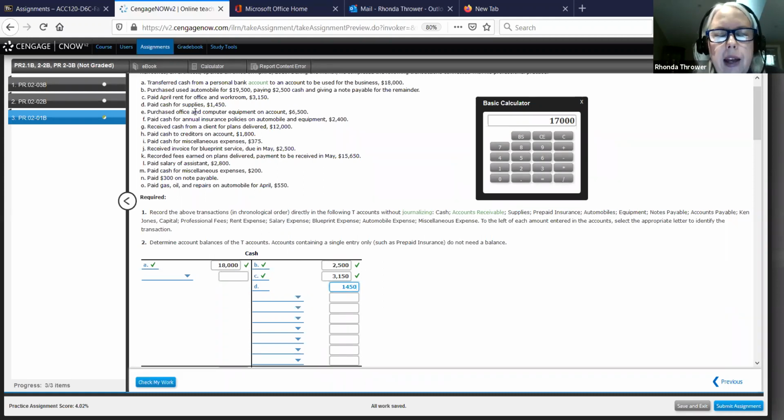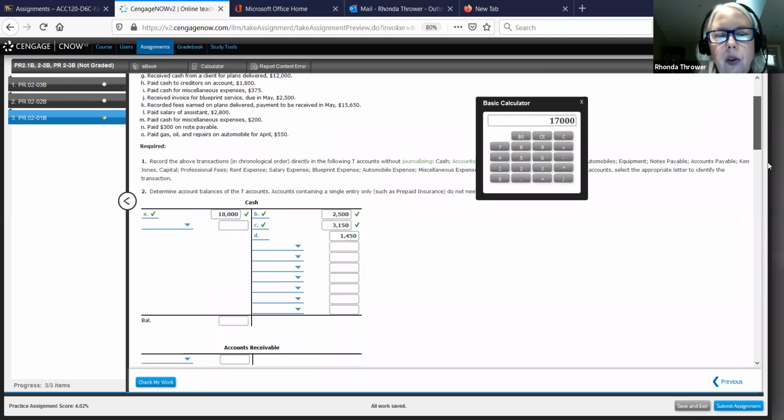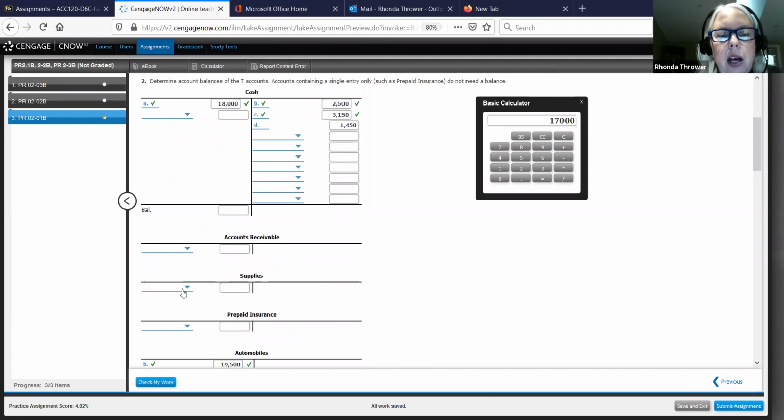I bought supplies. Supplies is an example of a prepaid expense, and supplies is an asset account. All prepaid expenses are treated as assets until they are used. In this transaction, we're buying an asset. So we've got to put it in the supplies account where it belongs. So I'm going to look for my supplies account. I'm going to record that this is transaction D, and the amount that I paid for the supplies was $1,450.